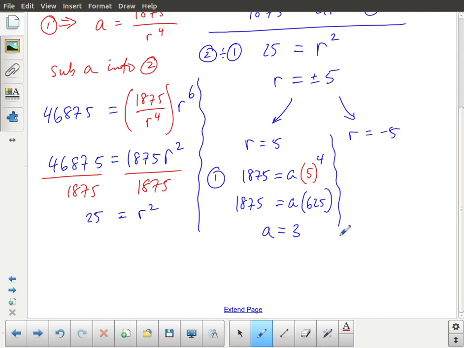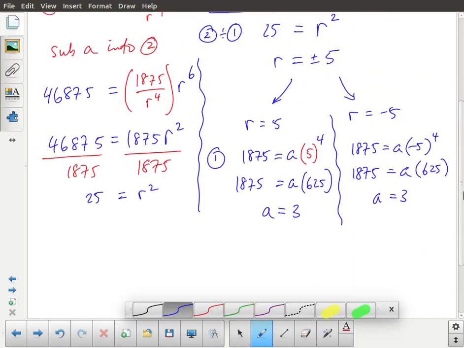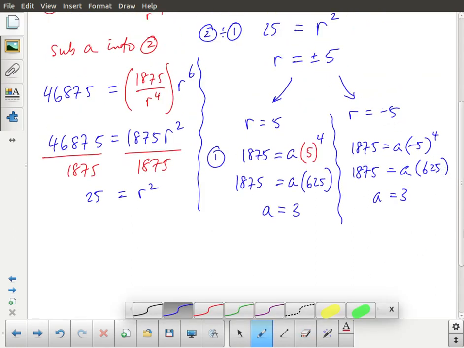Now, on this side, 1875 equals a times negative 5 to the 4, but that's actually not going to make a difference here, because negative 5 to the power 4, that's an even exponent, I get 625. And so a equals 3. So they actually converge again. I still need to keep the two r values possible.